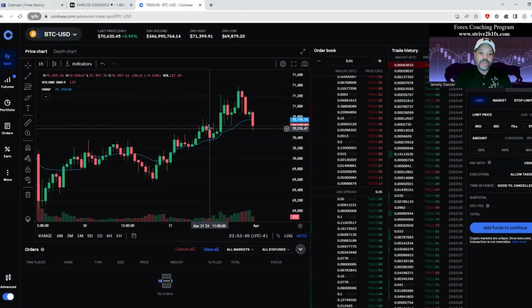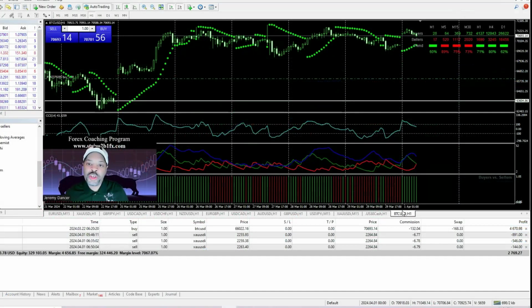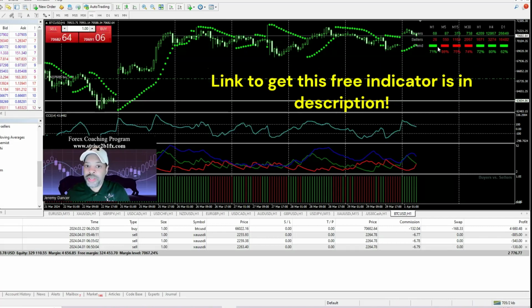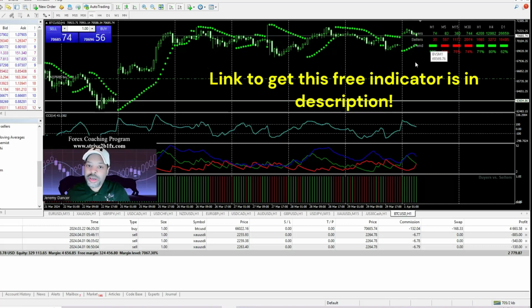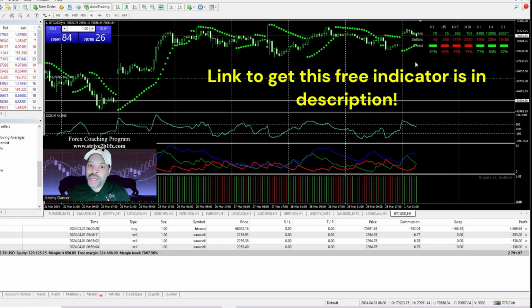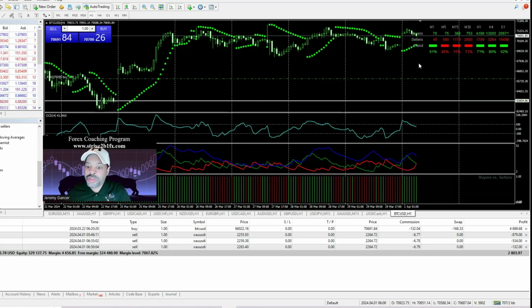Now I'm going to show you guys how to trade Bitcoin on MetaTrader 4. So now we're inside my MetaTrader 4, and this is my preferred way to trade Bitcoin. And that's because I have this neat little indicator that shows me buyers and sellers inside the candles. You really can't see that with the indicators that are on Coinbase. So this right here, in my opinion, is far more effective for trading Bitcoin. All right, so what you want to focus on with this indicator is the 1 hour, 4 hour, and daily time frame.